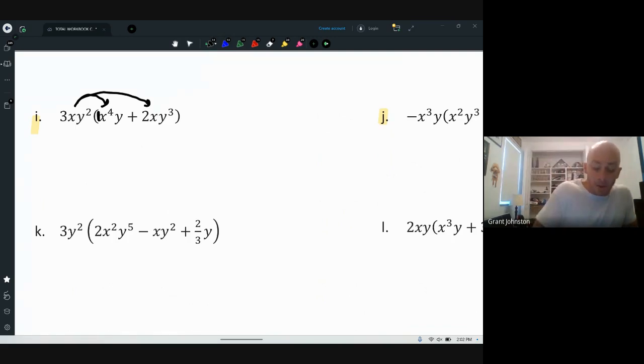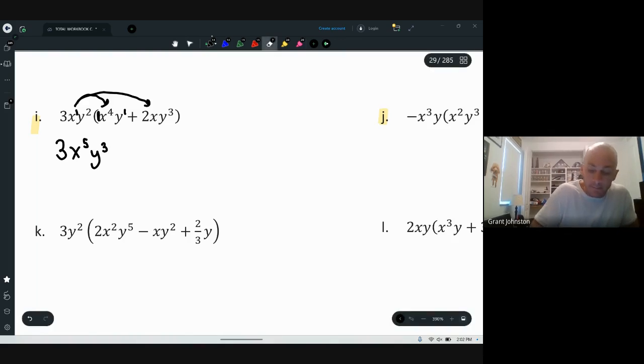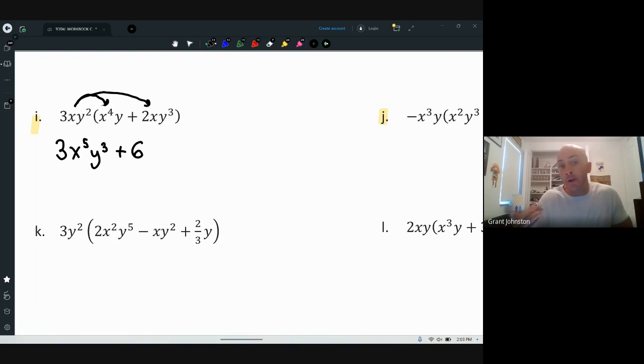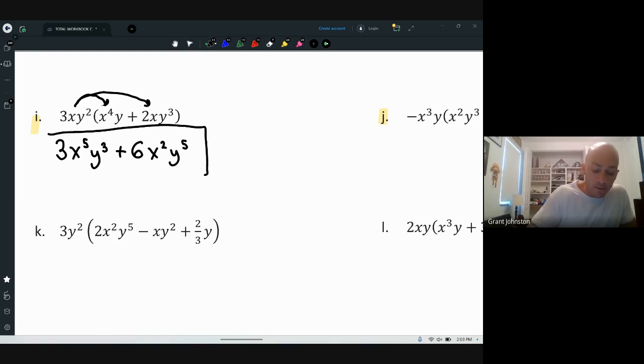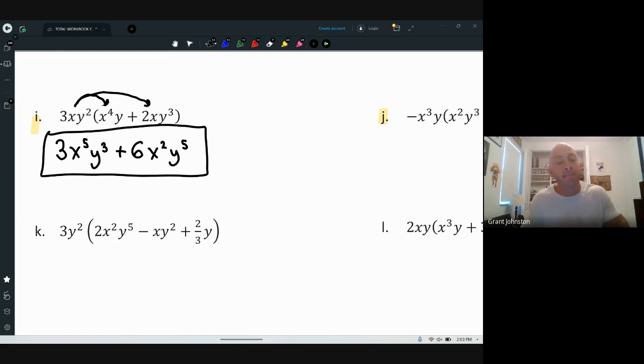So the 3 has nothing really to multiply with. I guess you can call that a 1x to the 4th. So it's just going to be 3. Now this x to the first times x to the 4th is going to make x to the 5th. So we do the x's together and we do the y's together. So that y to the 2 and the y to the 1 is going to make y to the 3. 3 times 2 is 6. And then x to the first times another x to the first is going to make x to the second. And that y to the second times y to the third is going to make y to the 5th. And that's it.